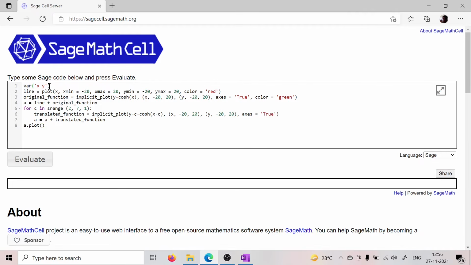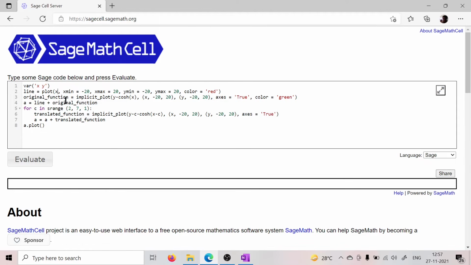In the first line, we have defined the x and y variables. In the second line, we have plotted the y equal to x straight line. We don't need to write y, we just have to write the f of x part in y equal to f of x function. So we are writing x, and the x range we have defined from minus 20 to 20, y range from minus 20 to 20, and we are plotting that straight line in red color.